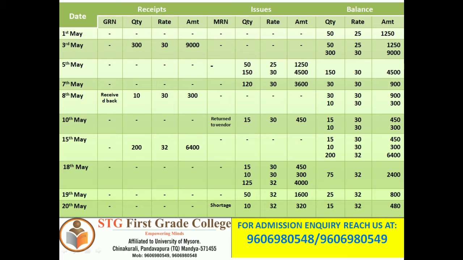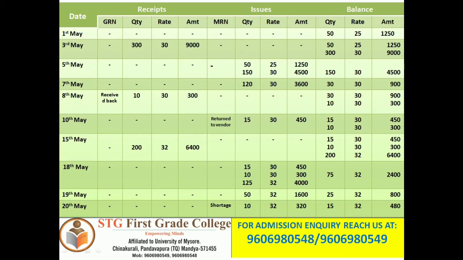On 8th May, so next there is an entry which we have received back from the departments. So when we are receiving back, that means it is a receipt. You have to record that kind of transaction under receipts. So GRN received back from the department. How many units? 10 units. At what rate? 30 rupees. So why it is 30 rupees? Because this has been issued on 7th May and 7th May issue price was rupees 30. So that is why received back.